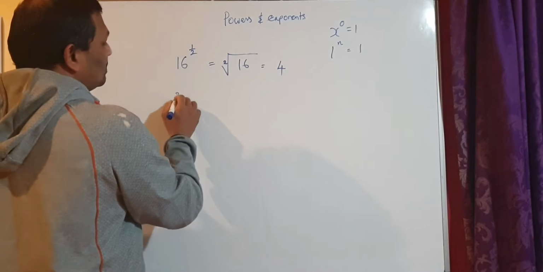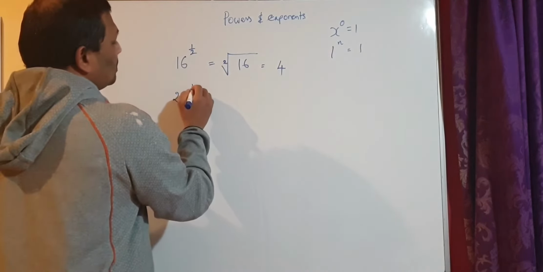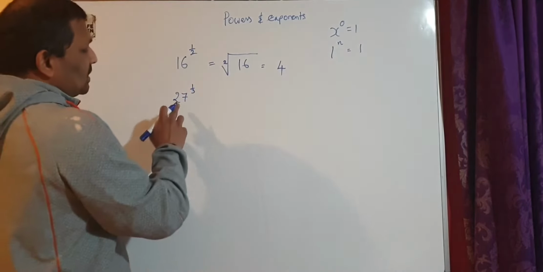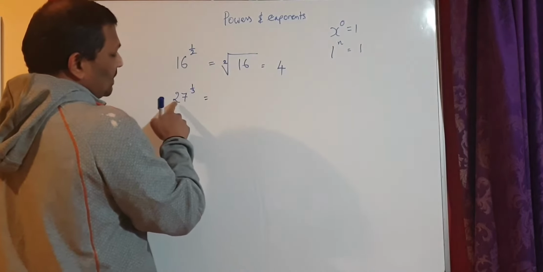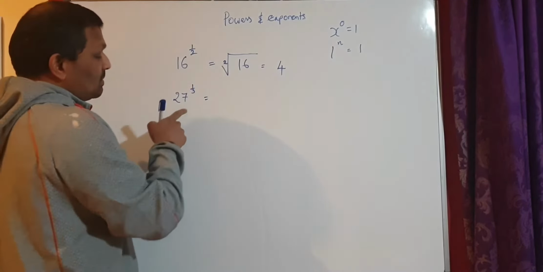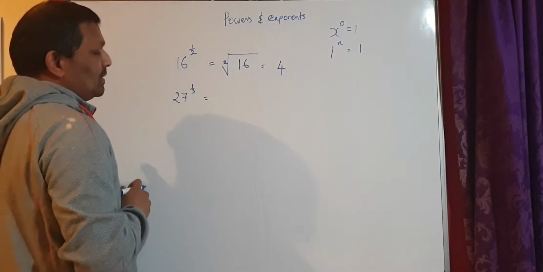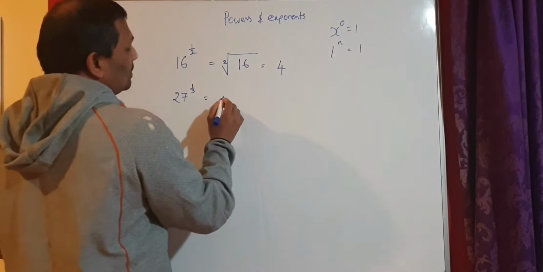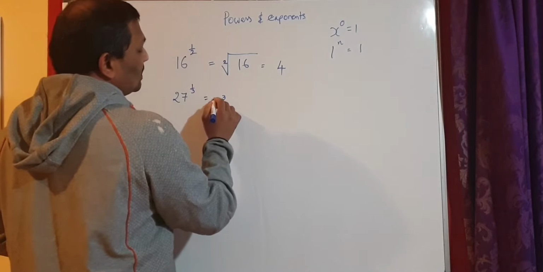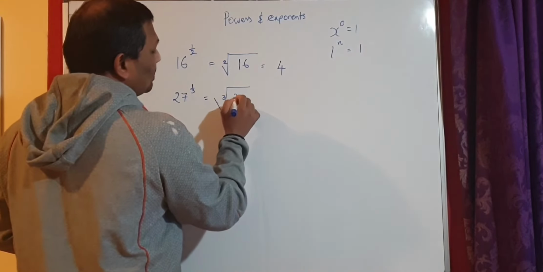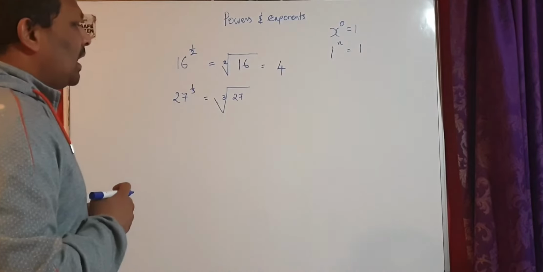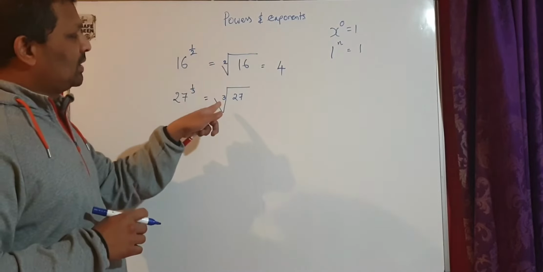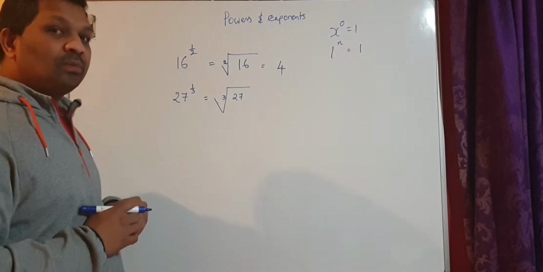For example, I'm going to give you another one, 27 to the power of 1 by 3. Here the base is a positive number and the power is a fractional number. To evaluate this kind of indices, it should be written with a 3 here and 27. This is called the cube root of 27. Here it is 2, that is why you call it a square root. Here it is 3, that is why you call it a cube root of 27.